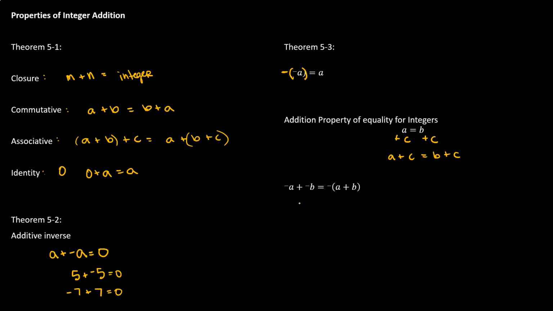And then our very last property from theorem 5.3 is that we can reverse distribute these negative symbols. So we have the opposite of A plus the opposite of B. We can pull that negative out and just say A plus B on the inside here. So these are our three theorems for integer addition.